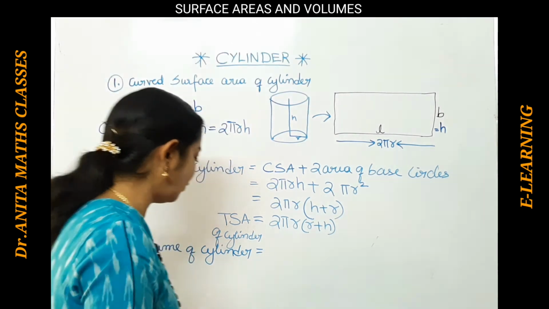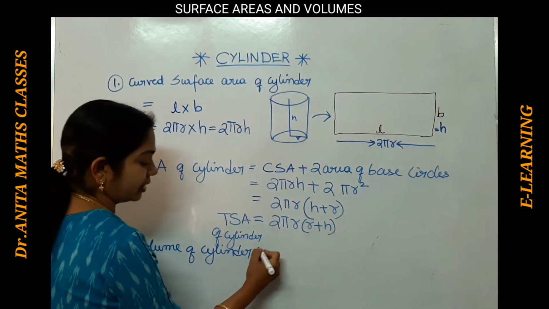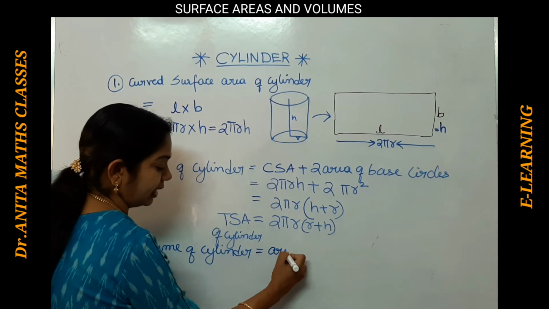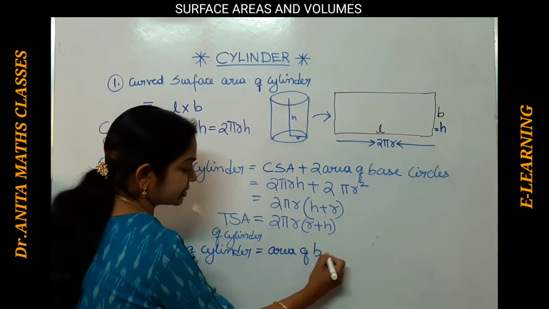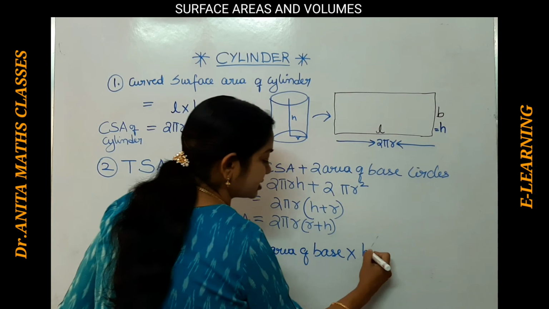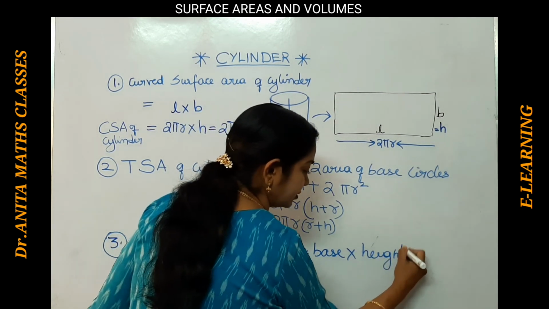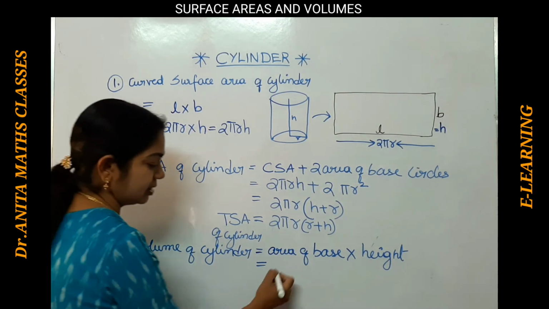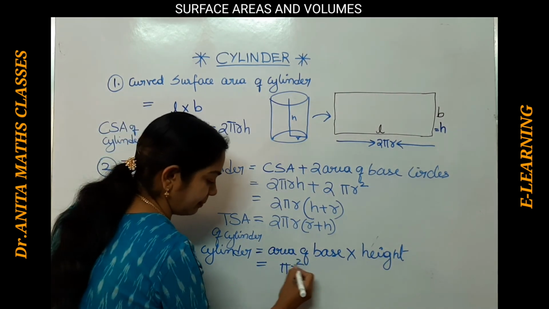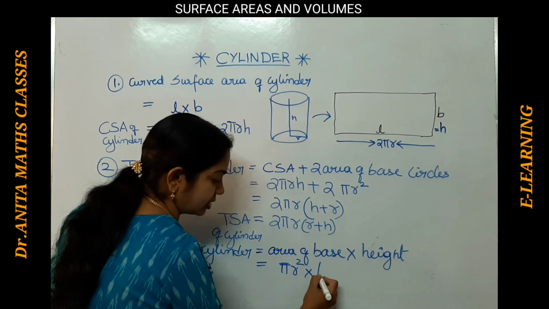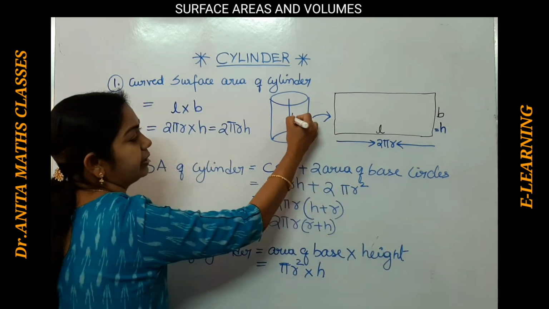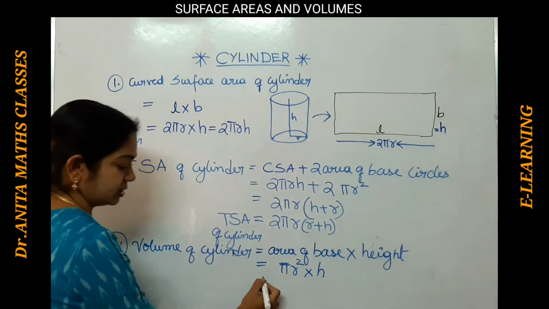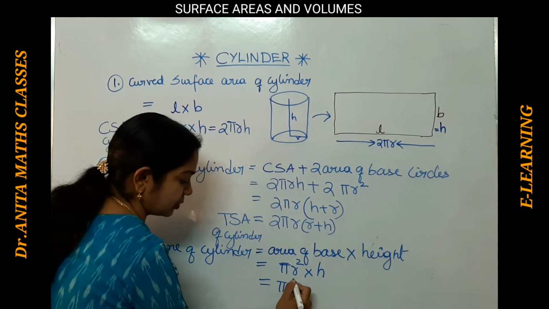How do we get the volume here? Volume of a solid object we calculate by area of base into its height. Okay. So the area of the base is the circle, isn't it? So the area of circle, pi r square, into h. h is the height of the cylinder. So this is nothing but pi r square h.